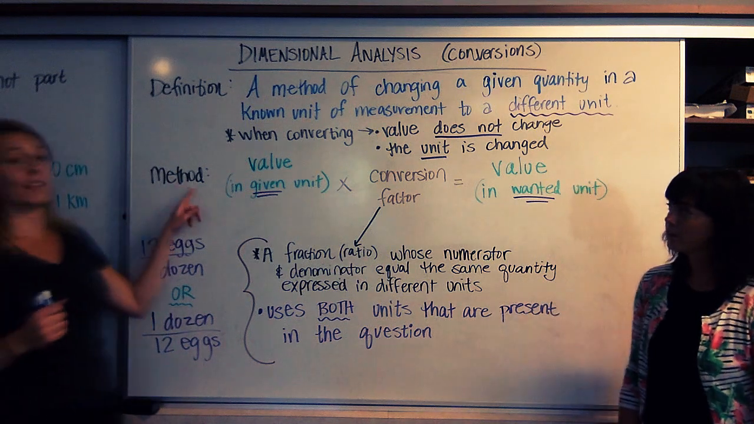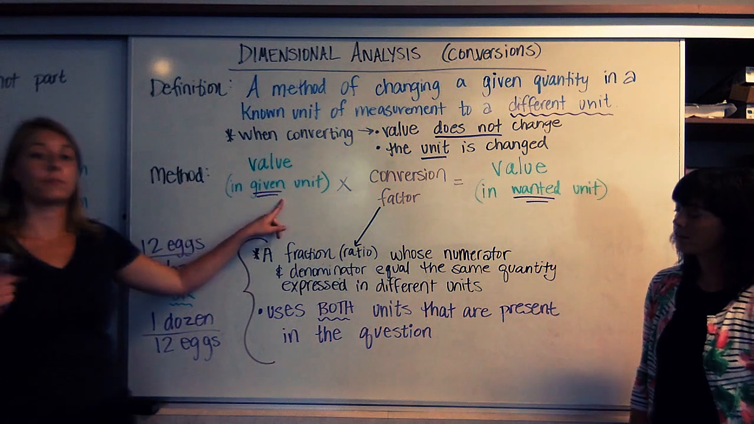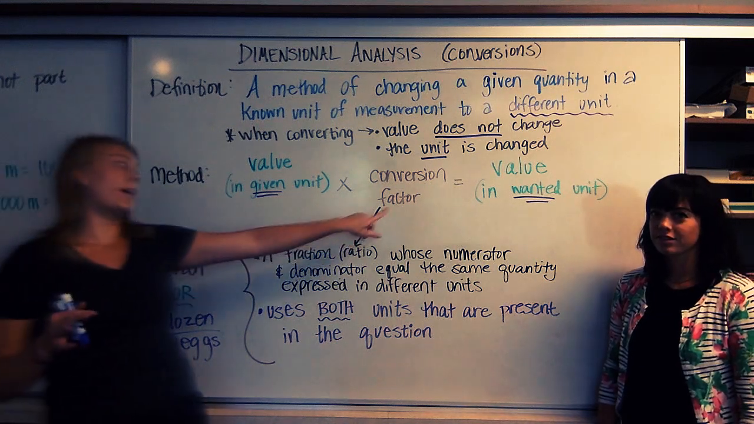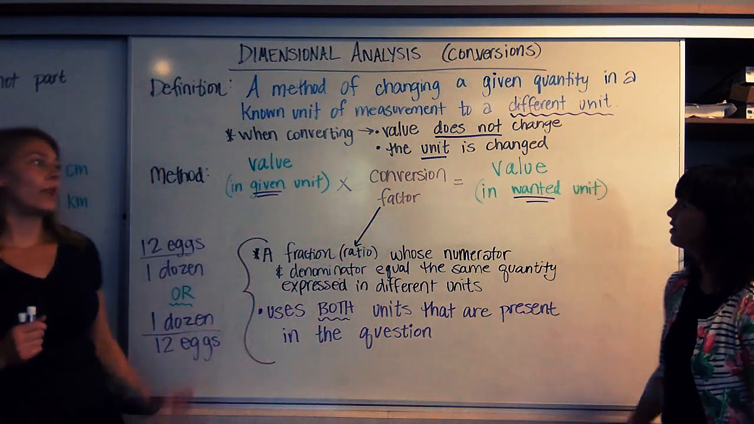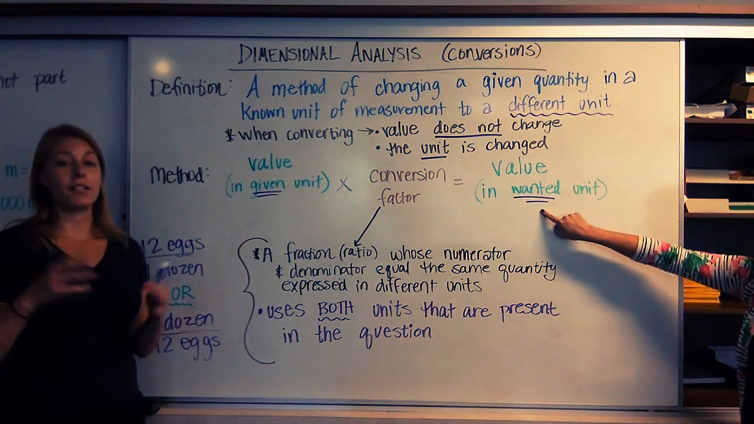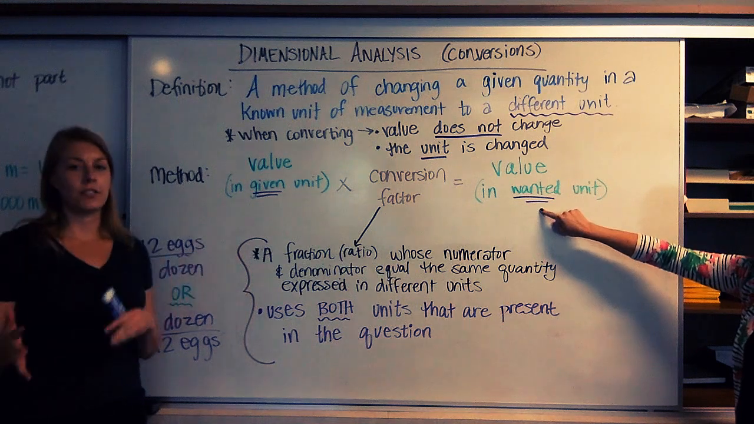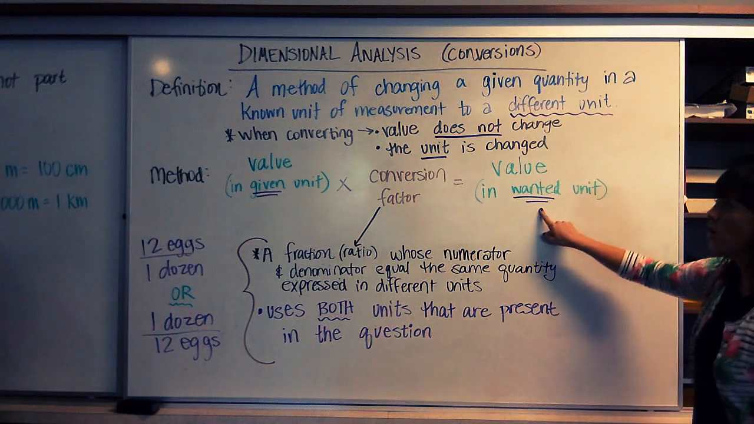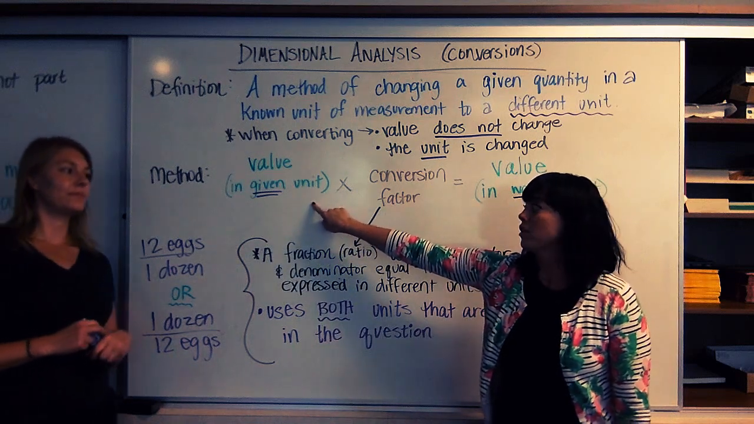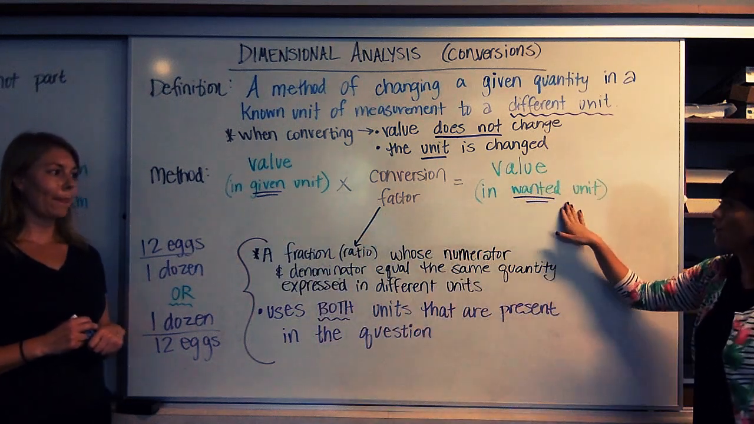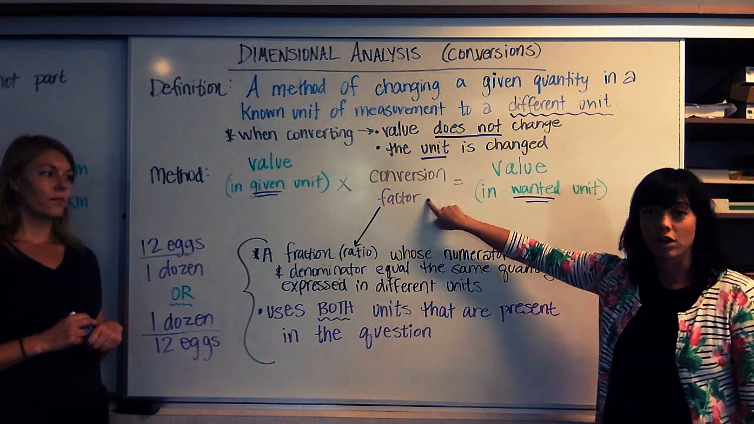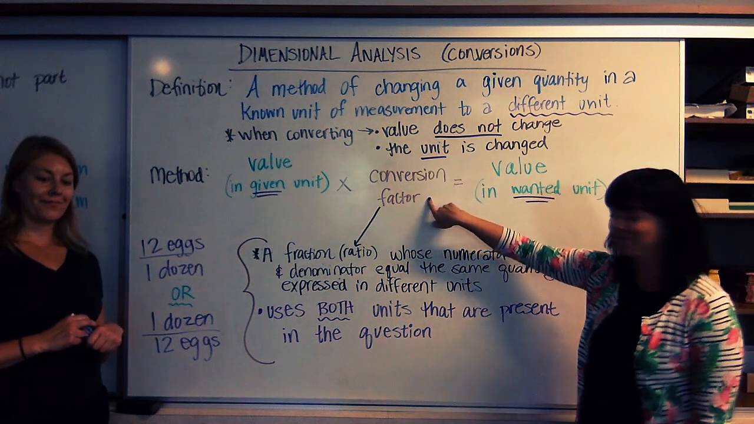The method for doing this is we're going to start with one value in a given unit. So whatever our given unit is, we'll multiply by a conversion factor, and we get the same value in our wanted unit. So in a different unit of measurement. Same value, different unit. So, you guys already are going to be able to figure out what our value in our given unit is, and you're going to solve for our value in our wanted unit. But in order to do that, you have to first figure out what the conversion factor is.